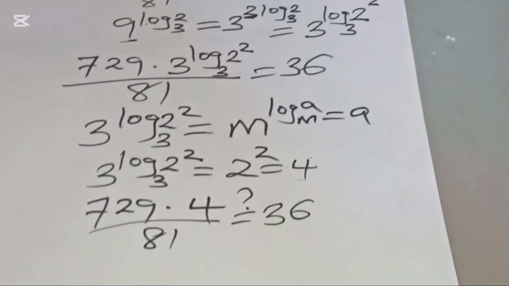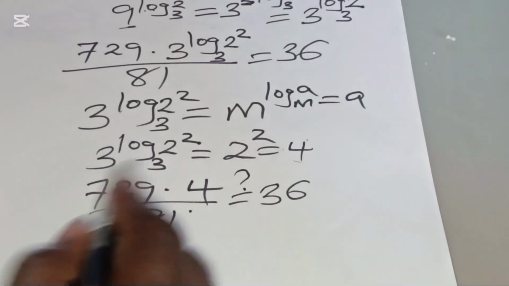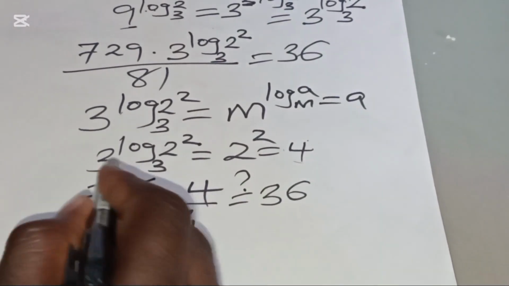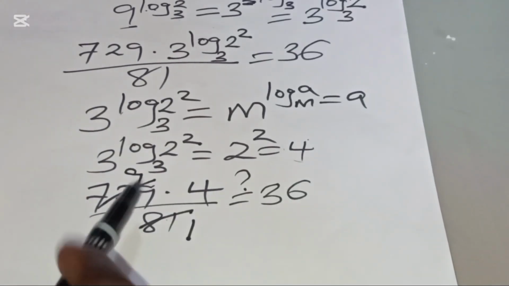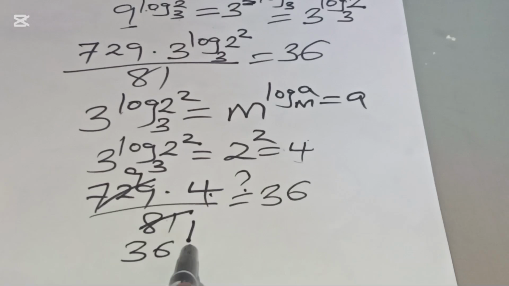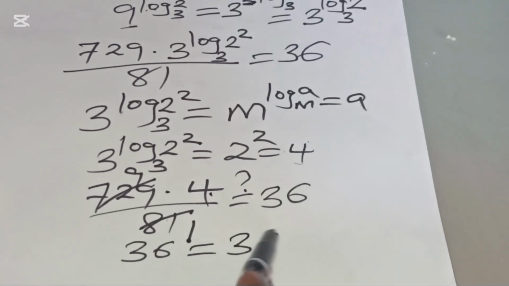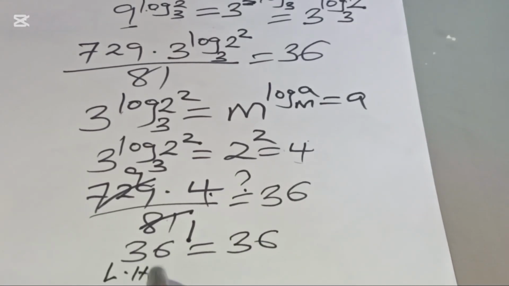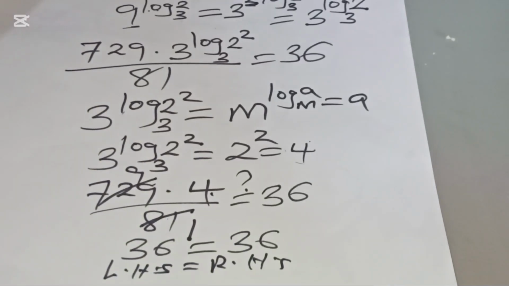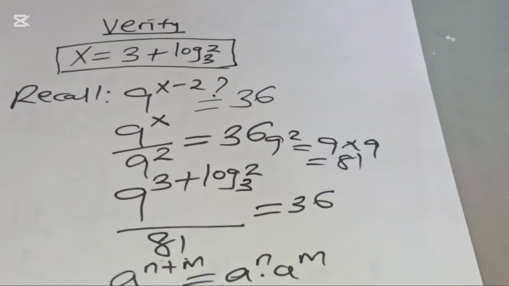Let's check. So if you simplify here, 729 divided by 81 is 9, okay? So you have 9 times 4, which is equal to 36. And on the right-hand side, we have 36. So that means that the left-hand side is equal to the right-hand side, okay? And that affirms that the value of x, which is 3 plus log 2 to base 3, actually satisfies the equation.